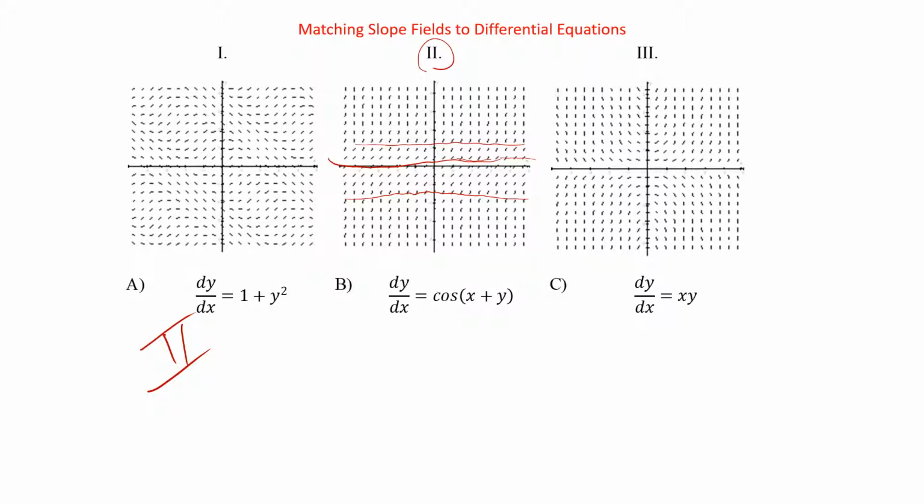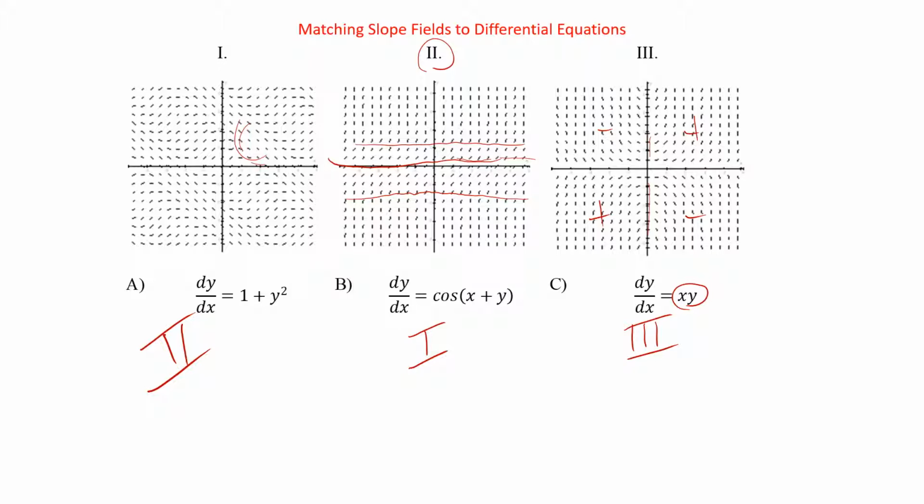Well, I see some negative slopes right here in quadrant 1, so that's not going to be it. Looking over here, at number 3, we have a lot of zero slopes along both axes. Positives, positives, negatives, negatives. That matches what should happen when we're multiplying x and y. So that would be 3, leaving 1 here.